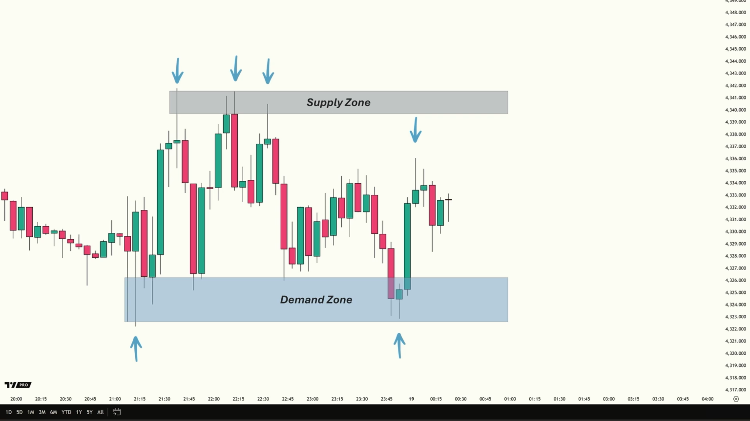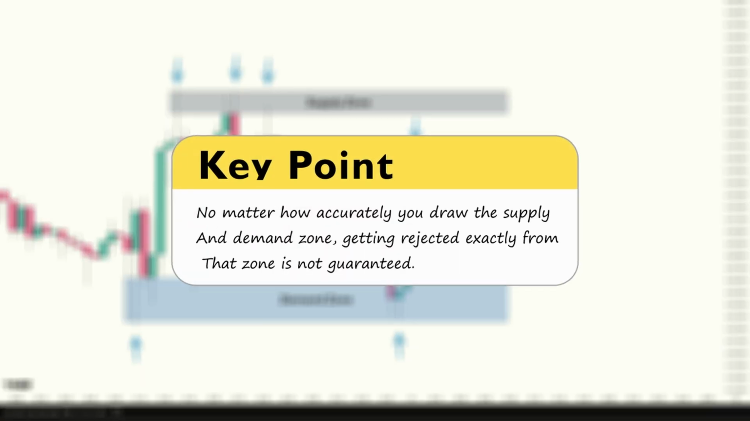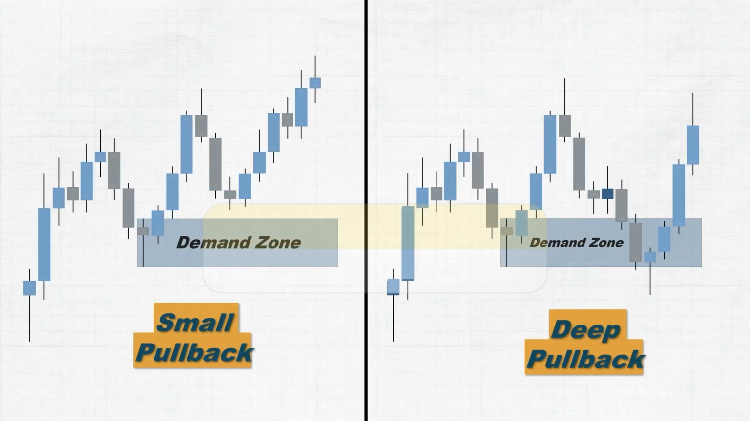With all that being said, here's a very important point. No matter how accurately you draw the supply and demand zone, getting rejected exactly from that zone is not guaranteed. Sometimes the market reverses before reaching the demand area, and other times, it needs a deeper retracement. So how do we avoid missing trades and stop-loss hunts?